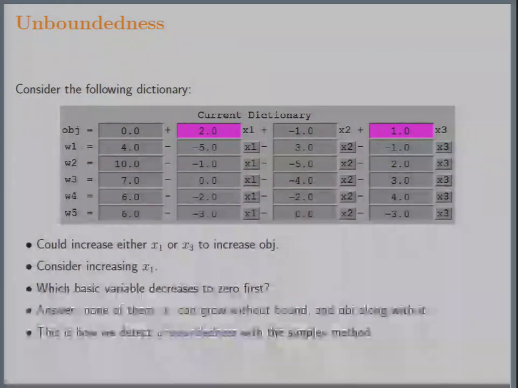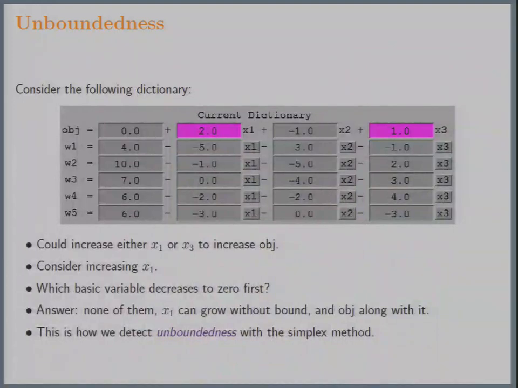So here's a dictionary, and we could pick either x1 to be the entering variable or x3. And if we pick x3, we could do a pivot here. There'd be no problem. I'd have to look at the 2, the 3, and the 4 and figure out which would be the leaving variable. I do a pivot, fine.